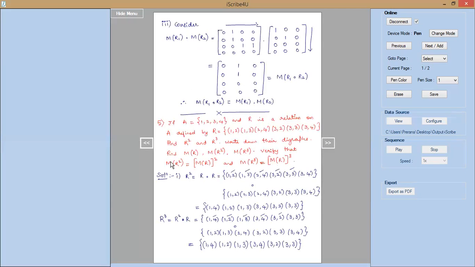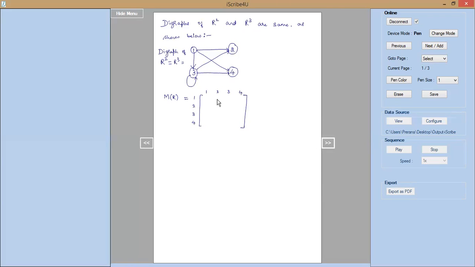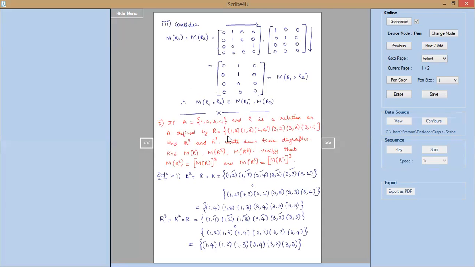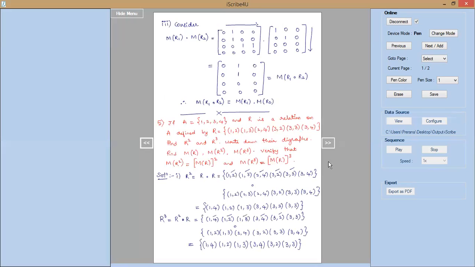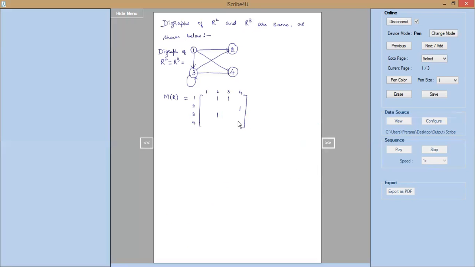So R has the set (1, 2), (1, 3), (2, 4), (3, 2), (3, 3), (3, 4). We have to represent all these. (1, 2), (1, 3) we will represent first. (1, 2): first row, second column will be 1. (1, 3): first row, third column will be 1. Next, we are looking into relation R. (2, 4): second row, fourth column will be 1. Then (3, 2): third row, second column will be 1. We also have in the relation R (3, 3) and (3, 4), which will be third row, third column and third row, fourth column.